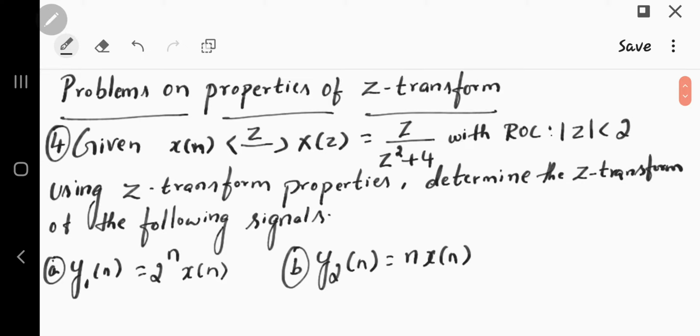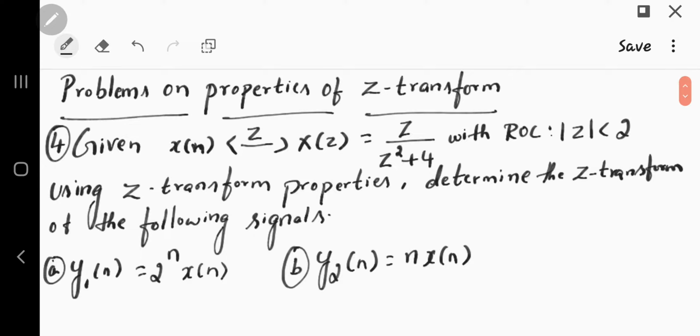Hello students, in the previous video we discussed the properties of Z transform, and we took some examples on the properties of Z transform. That means, using Z transform properties, how we can obtain the Z transform of a given signal. The steps will be reduced compared to the natural method that starts with the definition of Z transform, if you use the properties of it.